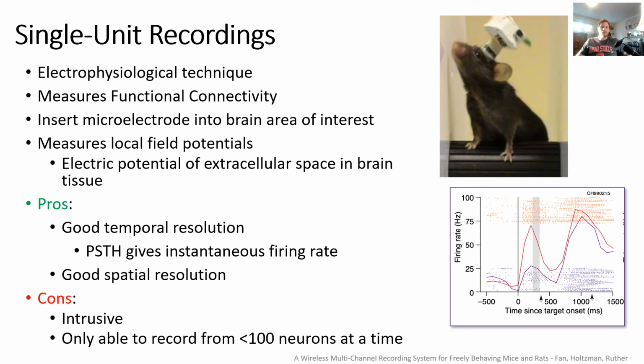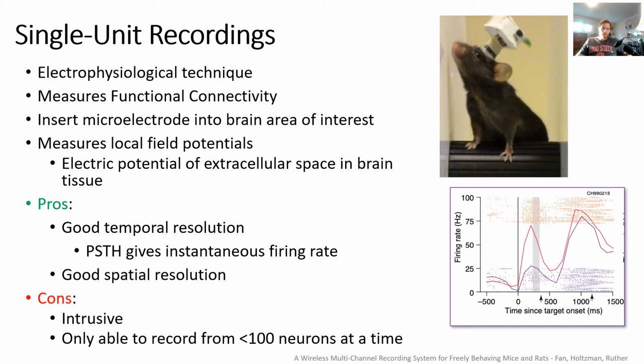The first neuroimaging technique I wish to cover is single unit recordings. This is an electrophysiological technique that measures functional connectivity, and this involves inserting microelectrodes into brain areas of interest, and these measure local field potentials, which are the electrical potentials of extracellular space in brain tissue. And to get data, you compare this data to your baseline activity.